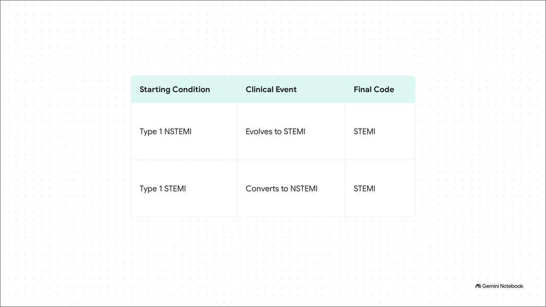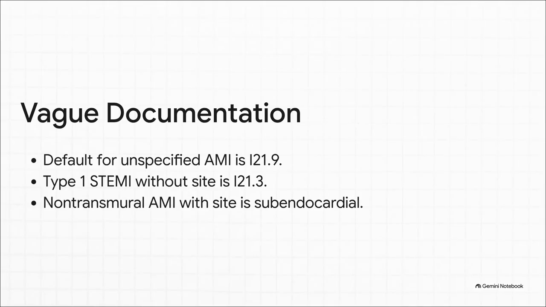But wait, what if they present with a massive STEMI, and brilliant thrombolytic therapy actually improves it to an NSTEMI on the EKG? You still code the STEMI. The golden rule is, once a STEMI, always a STEMI for that episode of care. Of course, we all know clinical documentation in the real world is rarely perfect. CMS gives us strict defaults for this.